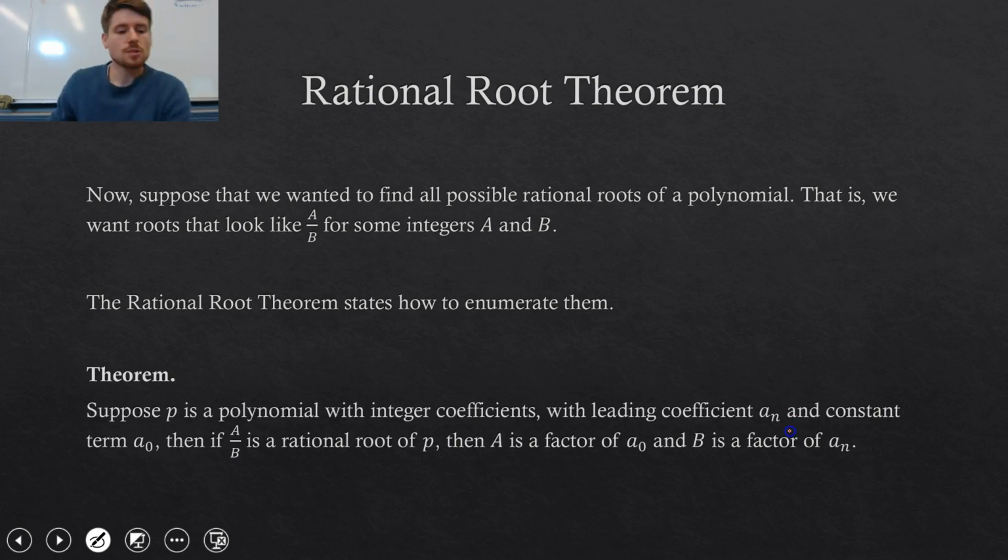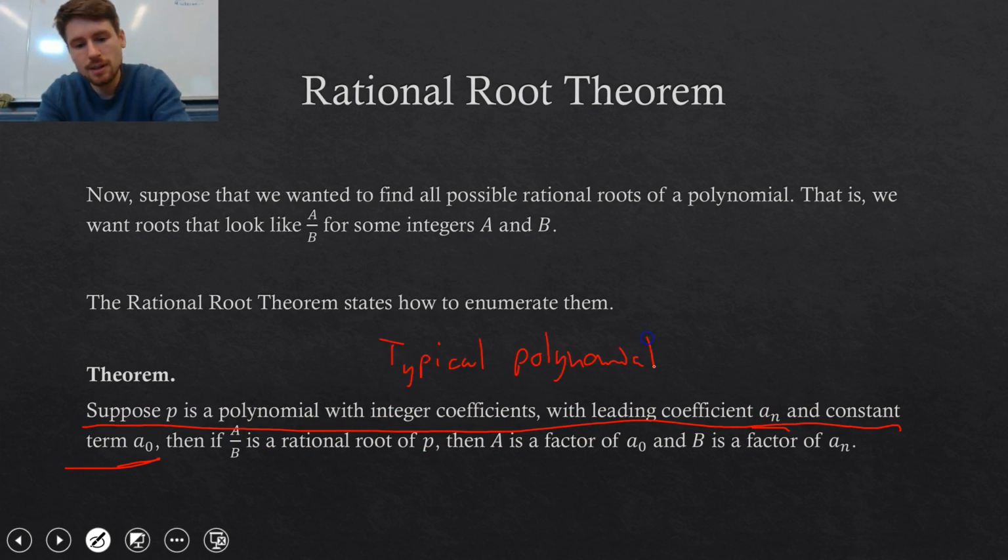So here's the rational root theorem. Suppose we've got a polynomial with integer coefficients, and the leading coefficient we'll call an, and the constant term we'll call a0. So this is just a general setup, your typical polynomial, and I've labeled the constant term and the leading coefficient. an is the leading coefficient, a0 is the constant term. Then, if a over b is a rational root, that means that a and b are integers. If it's a rational root, then a is a factor of a0, and b is a factor of an.